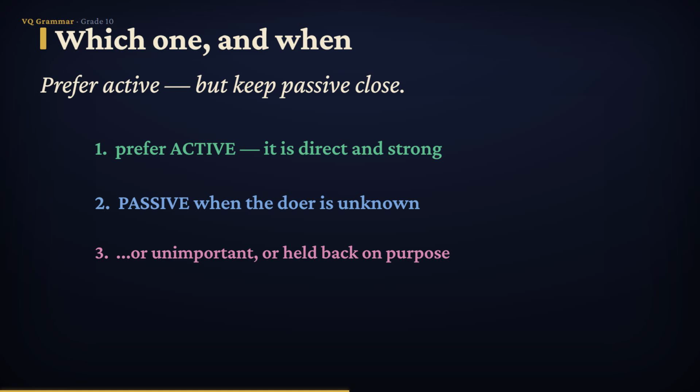Or when you are deliberately holding the doer back. Here is the classic case. The window was broken last night. Who broke it? Nobody knows, and the passive lets you say exactly that without inventing a culprit. And there is one last reason.